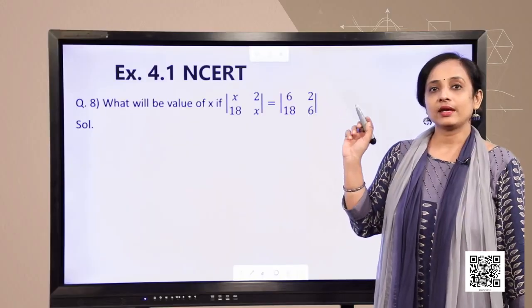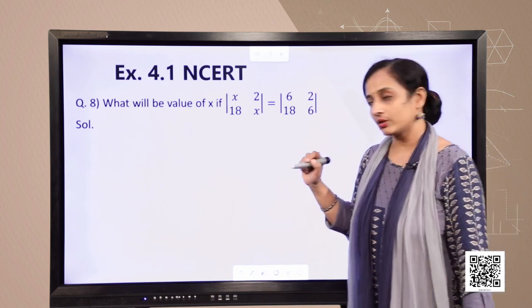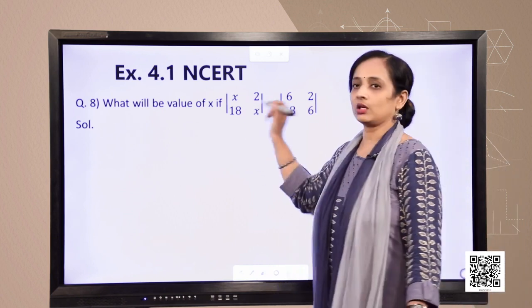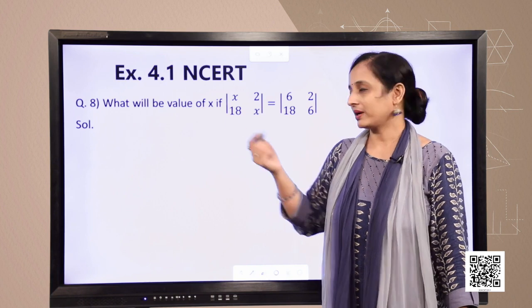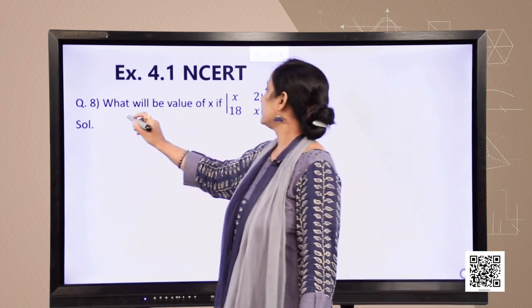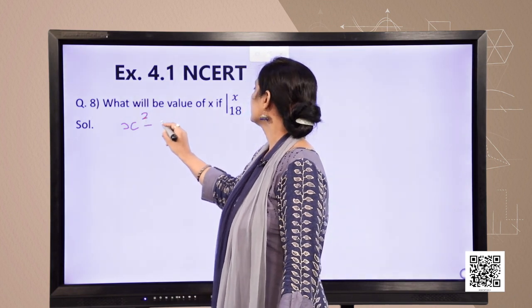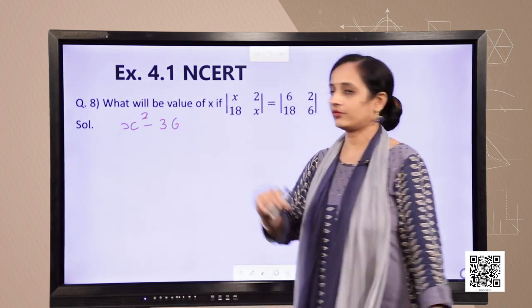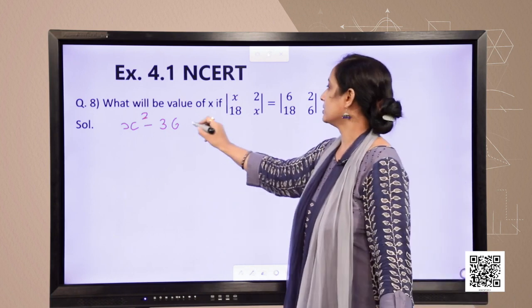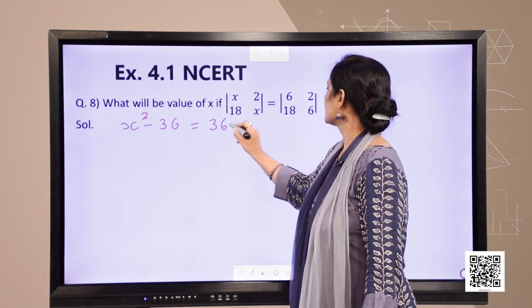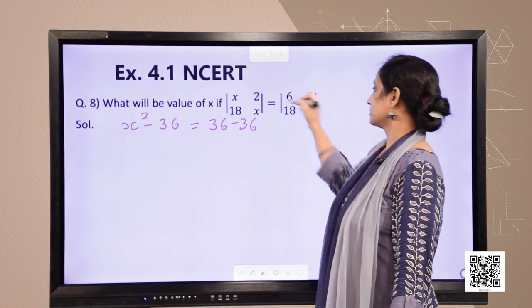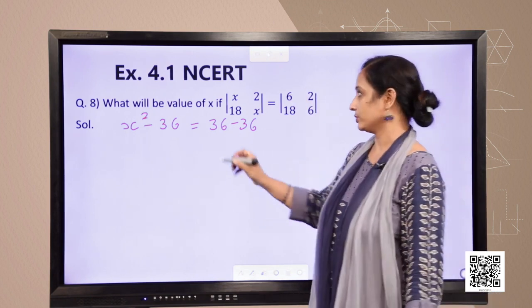You can recall in the case of matrices, what we were doing is we were just equating the corresponding elements, but that may not be the case in the determinants. So you have to simplify this by solving the first determinant, that is equal to 36 minus 36. We have simplified this determinant also.